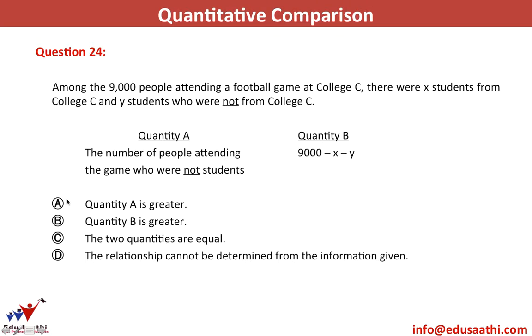Let's look at the next question. Among the 9,000 people attending a football game at College C, there were X students from C College and Y students who were not from C College. Perfectly alright. Now quantity A says the number of people attending the game who were not students. So there are 9,000 people who are attending the game, out of which X are students from College C and Y are students, not from the college, but they're students. So I need to subtract them. So these many people are the people who are not students. Now if I compare it with quantity B, the two quantities turn out to be equal.